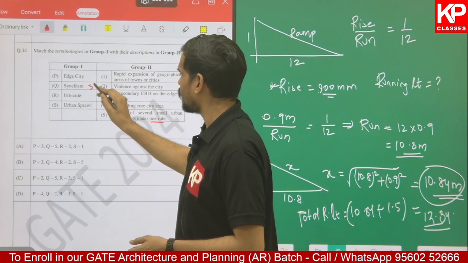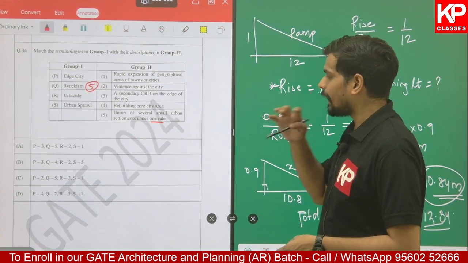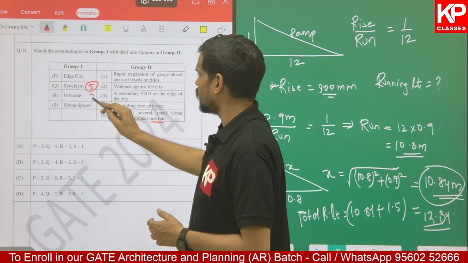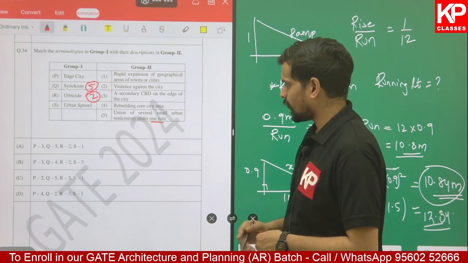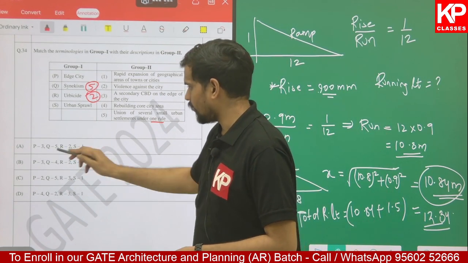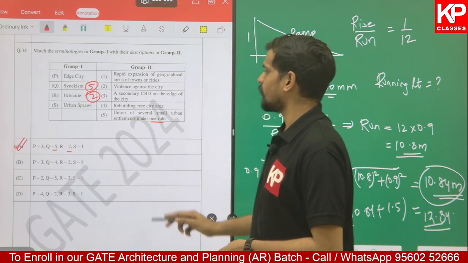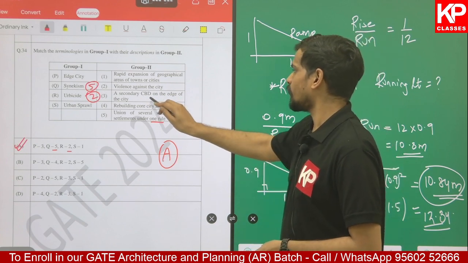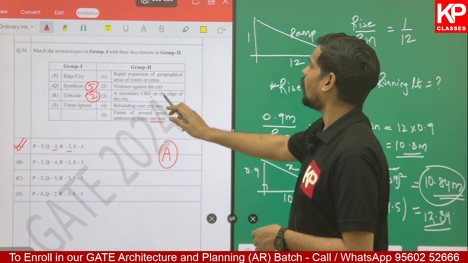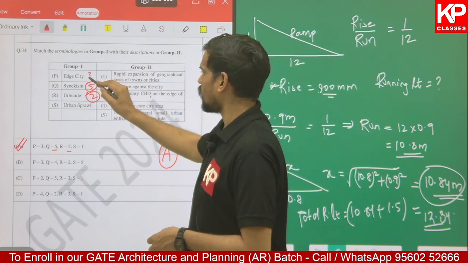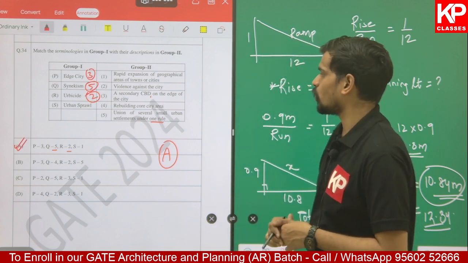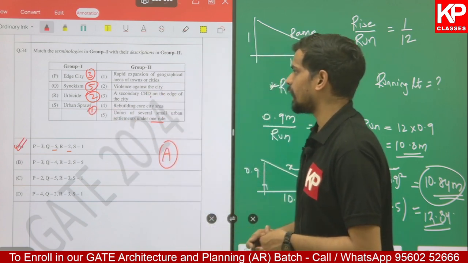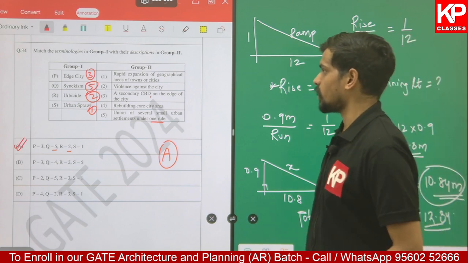So for Q it is 5. Urbicide, I'm sure you all know, cide is basically killing. So urbicide is violence against the city. So it will be 2 for R. So I think 5 and 2, you can see it only in one option. Option A should be the correct answer for this question. So edge city is a secondary central business district, CBD, on the edge of the city. That's called the edge city. So that is 3. Then you have urban sprawl. Urban sprawl is defined as rapid expansion of geographical areas of towns or cities. So that will be 1. 3, 5, 2, 1. Option A will be the correct answer for this question number 34.